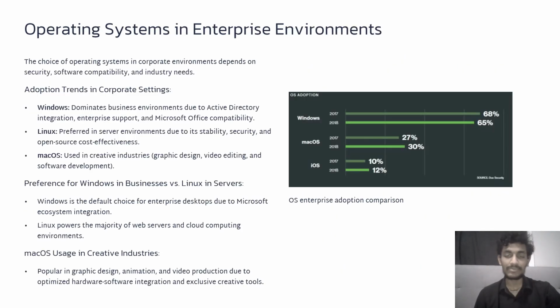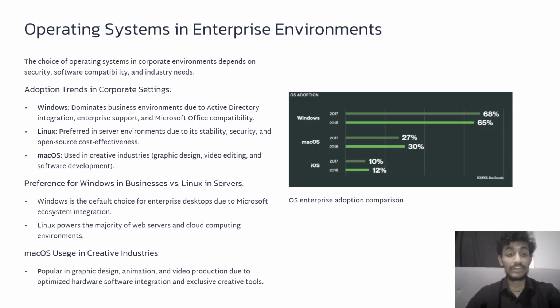Operating systems in enterprise environments. The choice of operating systems in corporate environments depends on security, software compatibility, and industry needs. Adoption trends in corporate settings. Windows dominates business environments due to Active Directory integration, enterprise support, and Microsoft Office compatibility. Linux is preferred in server environments due to its stability, security, and open source cost effectiveness. macOS is used in creative industries, graphic design, video editing, and software development.